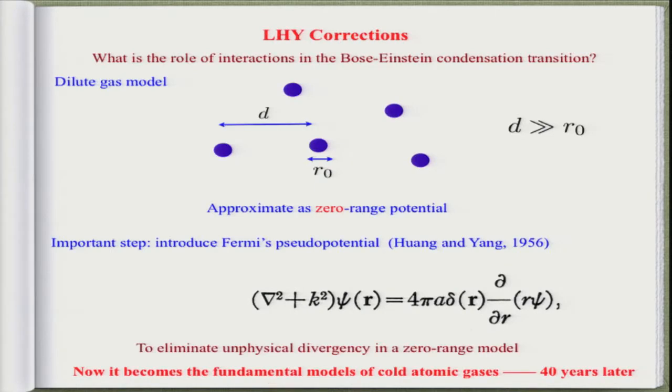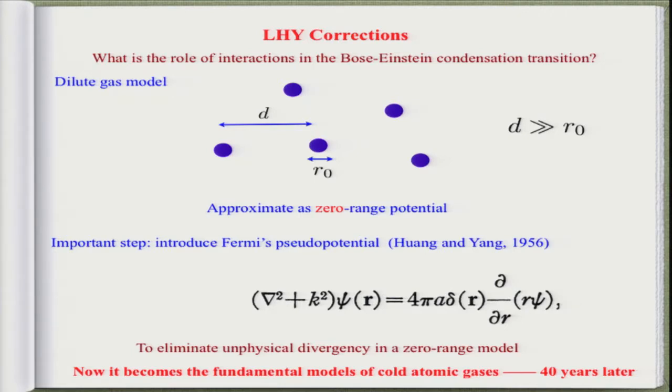Now let me come to the second keyword, which is the so-called Li-Huang-Yang correction. What is it? Back in the 1950s, Professor Yang and his collaborators started to think about the problem of what the role of interactions is in a Bose-Einstein condensation transition. They picked a simple model, which is the dilute gas. But then immediately they realized that if you just take the delta, contact interaction, the energy will diverge once you go beyond the mean field level.